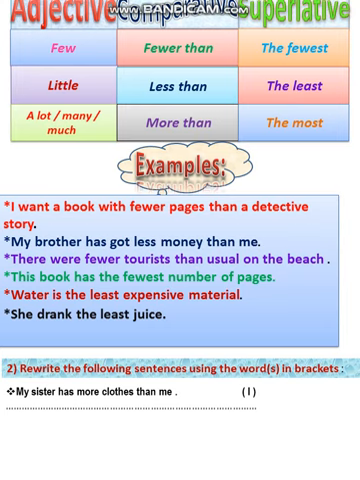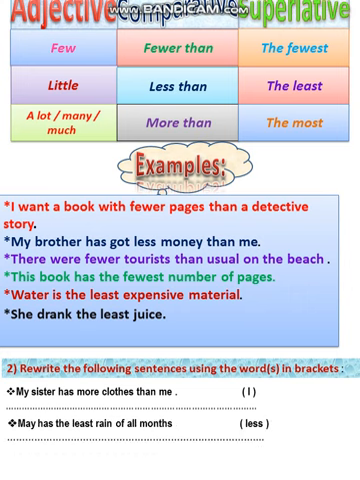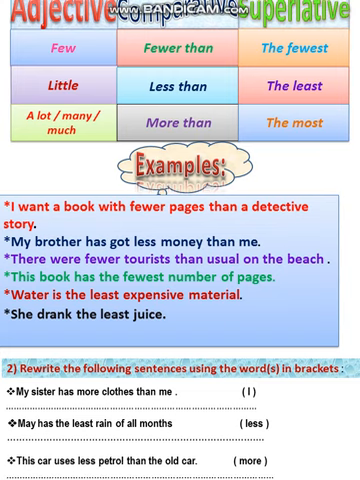It will be, yes, I have less clothes than my sister. Okay? Number 2, May has the least rain of all months. Use less. Number 3, this car uses less petrol than the old car. Use more.